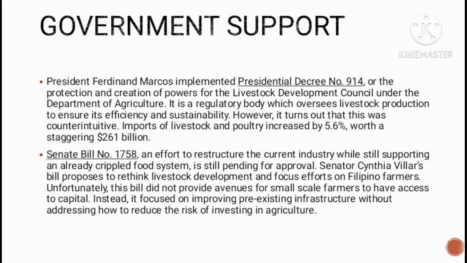Government support. President Ferdinand Marcos implemented Presidential Decree No. 914, or the Protection and Creation of Powers for the Livestock Development Council under the Department of Agriculture. Senate Bill No. 1758, an effort to reconstruct the current industry while still supporting an already crippled food system, is still pending for approval. Senator Cynthia Villar's bill proposes to rethink livestock development and focus efforts on Filipino farmers. Unfortunately, this bill did not provide avenues for small-scale farmers to have access to capital. Instead, it focused on improving pre-existing infrastructure without addressing how to reduce the risk of investing in agriculture.